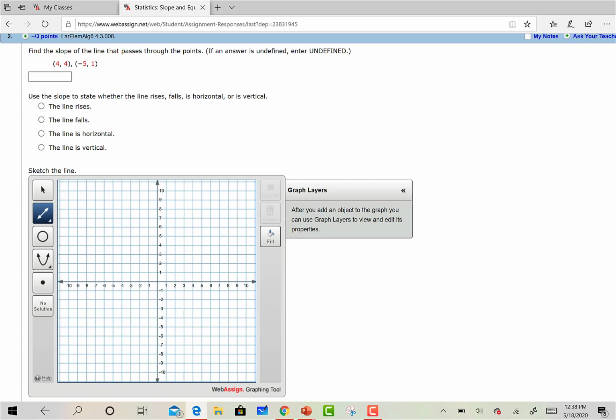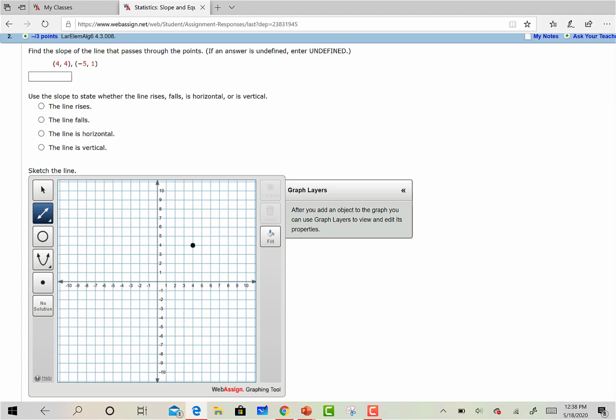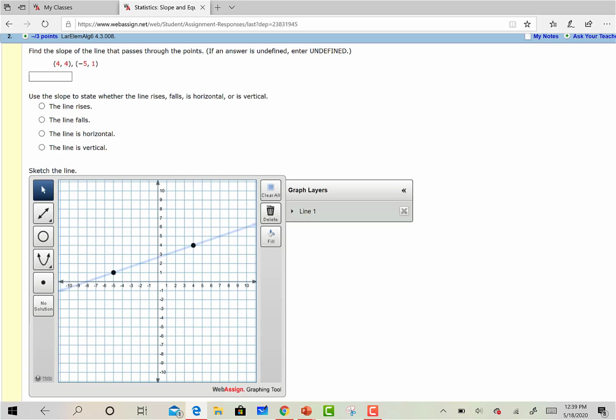Our first point was 4, 4, and so on the graph you will just select the intersection of 4, 4, and you'll see a black dot has appeared. Next you'll select the point negative 5, 1. As soon as you select that second dot, a little blue line will appear, and then you can submit your answer.